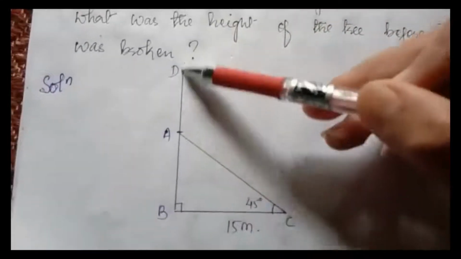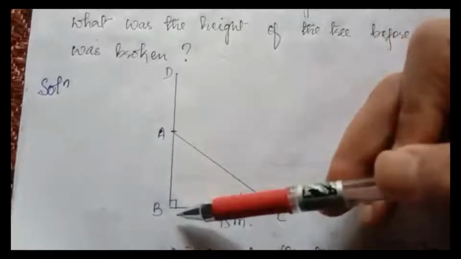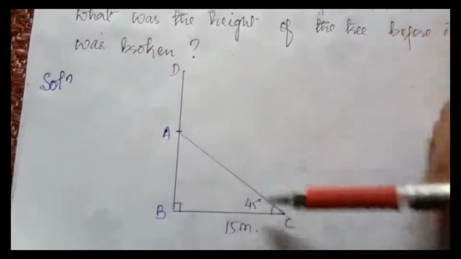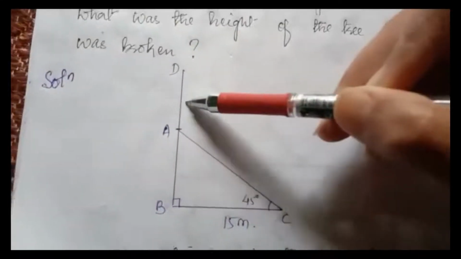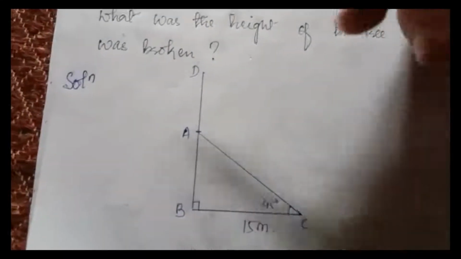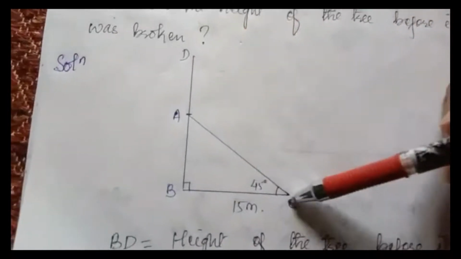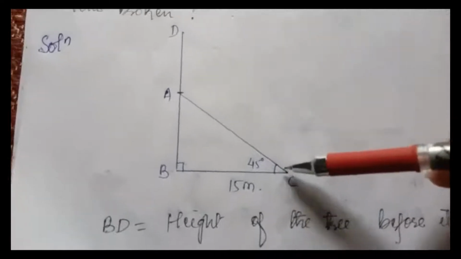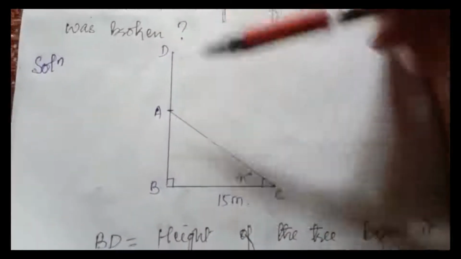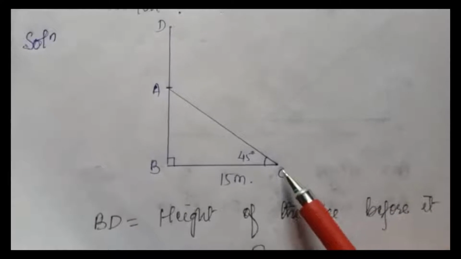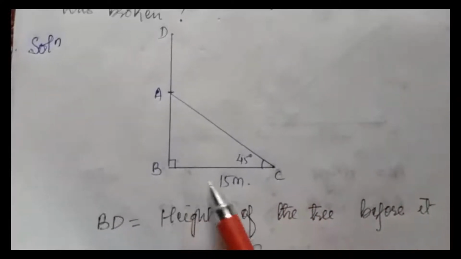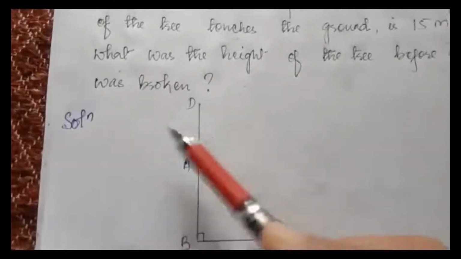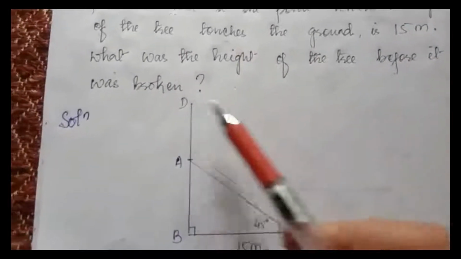First you imagine this is the tree, the tree before it was broken, and the tree is broken at a point A. Then what will happen to this part? This part will touch the ground. It is not separated from the tree, it is just broken. Then this D touches the ground in this position. Right here C is the point at which the top of the tree touches the ground, 15 meters away from the foot of the tree. Now you have to find what was the height of the tree before it was broken.